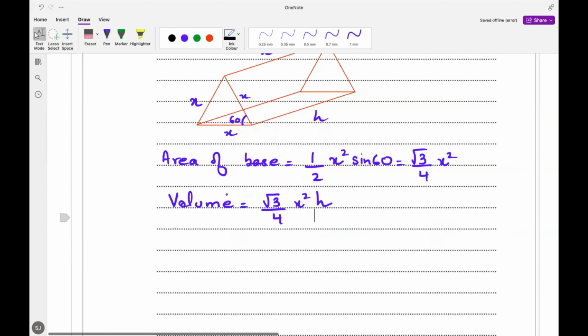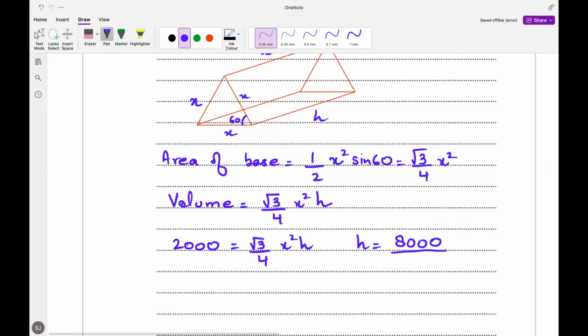And as we know that the volume is 2000, so we can write it as 2000 is equal to root 3 upon 4 x squared h. And giving h in terms of x, we'll have h is equal to 8000 upon root 3 x squared.